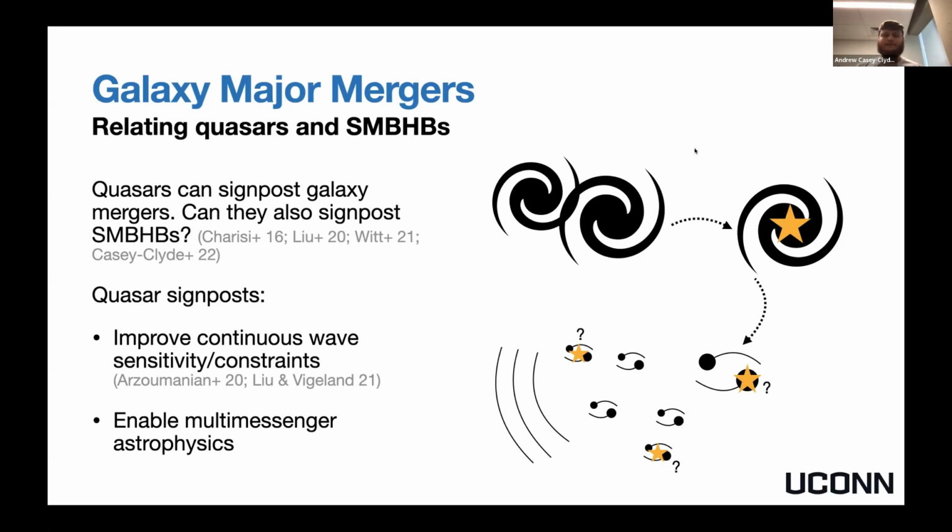Who knows what someone will come up with if we can start combining all of this data from an electromagnetic signature of a binary as well as the actual gravitational wave signature.